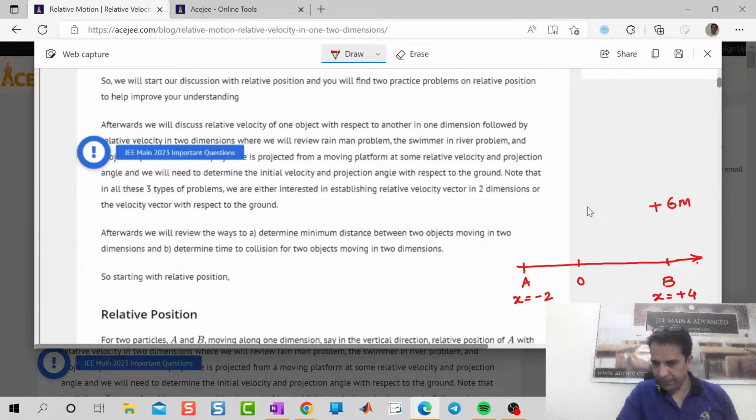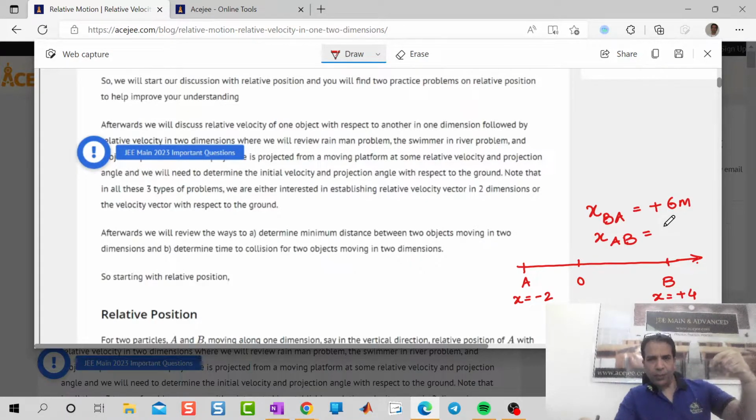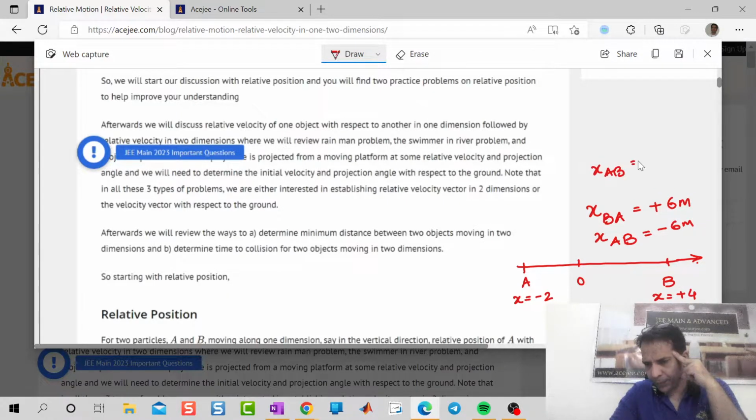Yes, sir. Okay. So I'm going to write it as relative position of B with respect to A. What will be, and anybody can answer, I'm just going to pick on Chavi for no reason. So XAB will be what? How much? This is position of A with respect to B. What will this be? -6. So what is the mantra here? Mantra is XAB is position of A minus position of B.